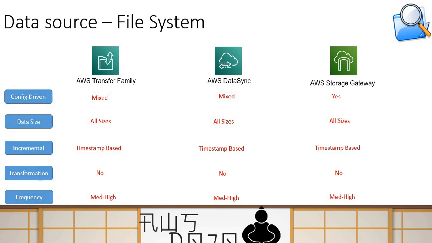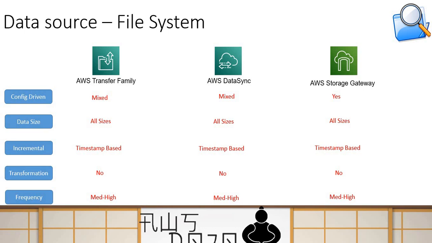Your data size, they all can handle small to big, all types of data sizes. They all support incremental data, incremental files based on the timestamp. They support no transformation, because they are for file level dump. They are for file level copy, file level sync. They don't do any transformation whatsoever. And the frequency again is mid to high in all three cases. So in this case, all three have the same profile. Only Storage Gateway is a little different because it is completely configuration driven.